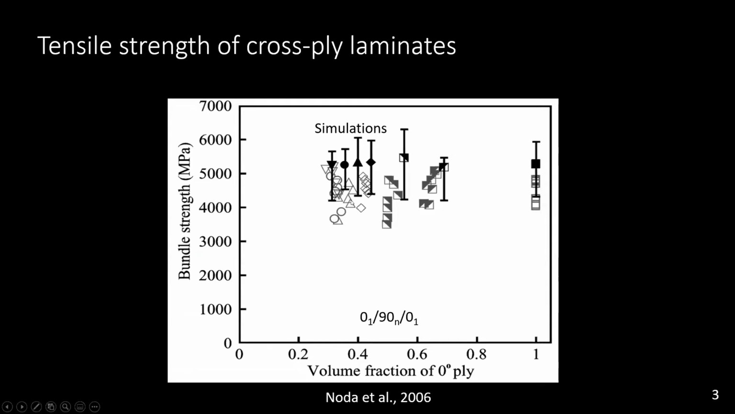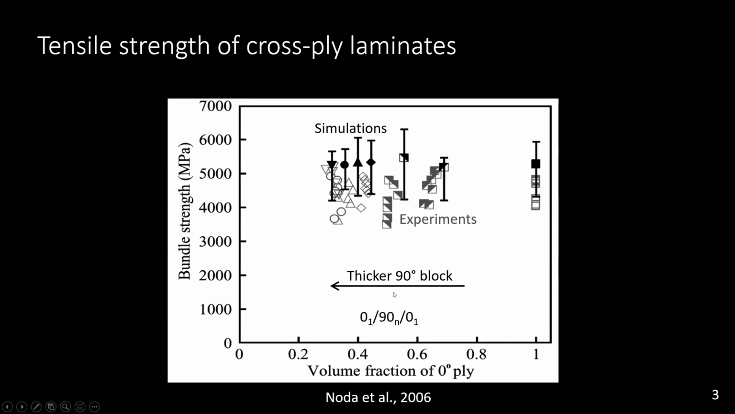And essentially, if you add more 90s to a cross-ply laminate, you don't really see an effect. It's essentially the same bundle strength. Same thing with the experiments. There's more scatter here, but there's no obvious strength that decreases or increases when you increase the thickness of this 90-degree block, if you go towards the left-hand side.